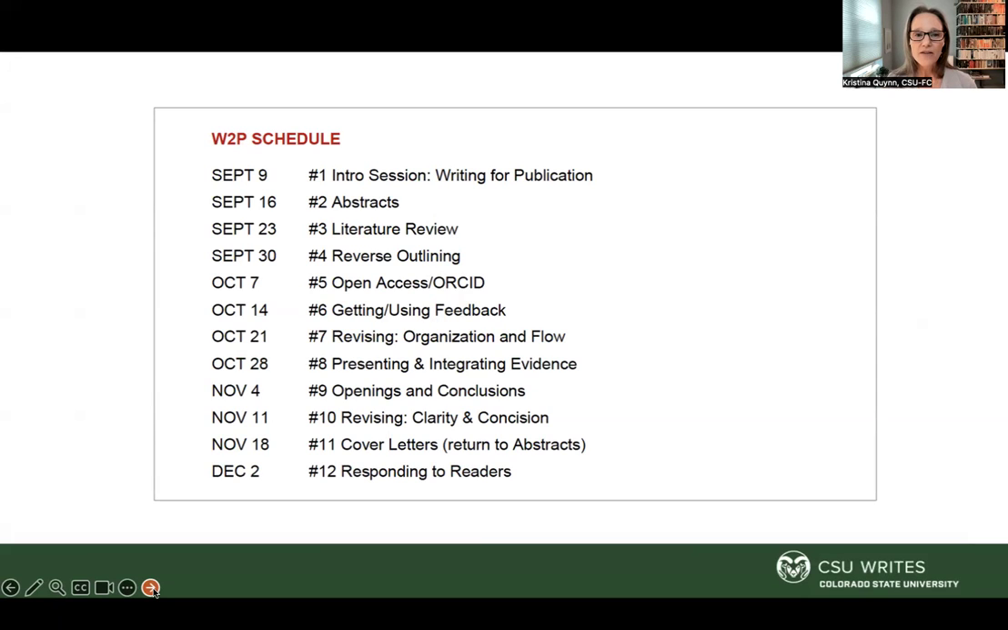And then there are other things like open access and ORCID on October 7th, and we'll have Kalita Thomas from the libraries come in and talk about those from a librarian's perspective and give you really good advice on when you're looking to publish in open access journals. So some of it's also contextual and informational. Same thing with cover letters or responding to readers. We put all of that within the context of publishing.